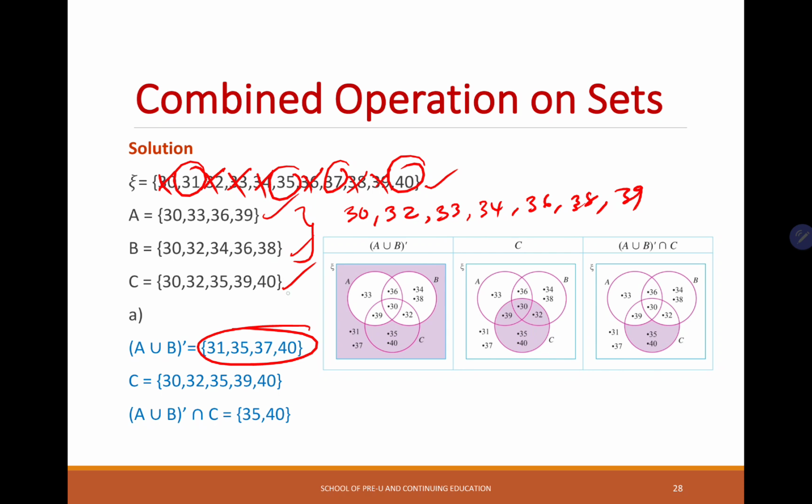Now we are given the values of C. We need to find the intersection. So 31, do we have it? No, we don't have. 32, do we have? No. 35, yes, we have it here, so we got 35. 39, we don't have. 37 also we don't have. 40, yes, we have. So this is how you shade the region.